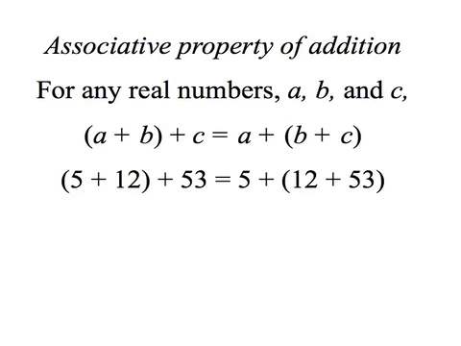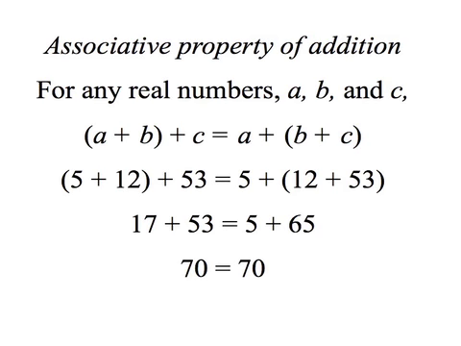So here are three numbers, 5, 12, and 53. And on the left side of our equation, we group the 5 and the 12, and we add them first. On the right side, we group the 12 and the 53 and add them first. That gives us two different addition problems. On the left, 17 plus 53, and on the right, 5 plus 65. Those problems don't look alike at all, but their sums are the same, 70.